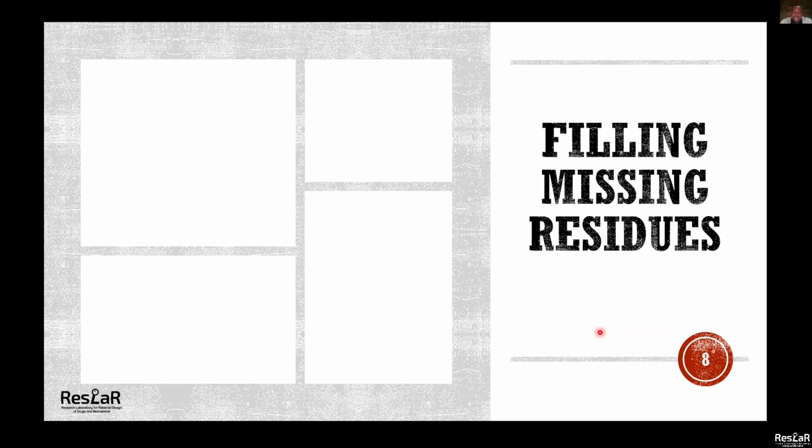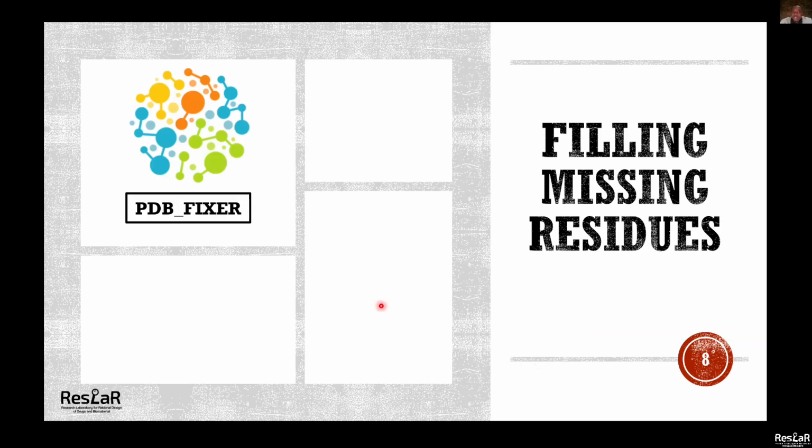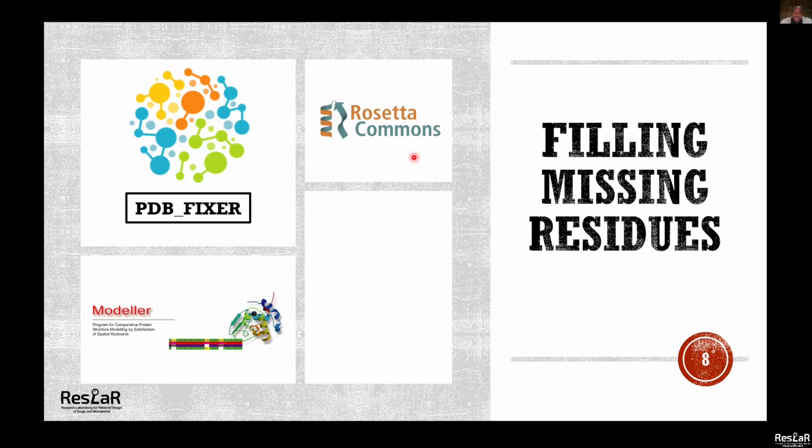So what are the ways that we can fill these residues? What ways are available for us to fill these residues, right? So there's a program, PDB Fixer, that is available. You can use it. There is Rosetta. All these things can model loops. They can even model the whole protein. Modeller is also there. I use Modeller a lot, so you can use it to fill missing residues.